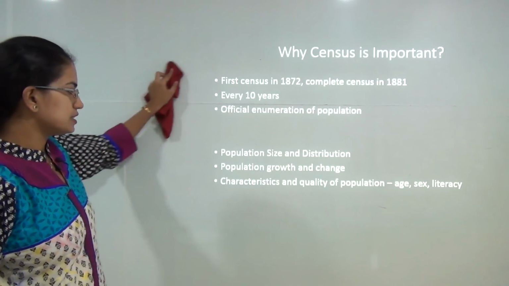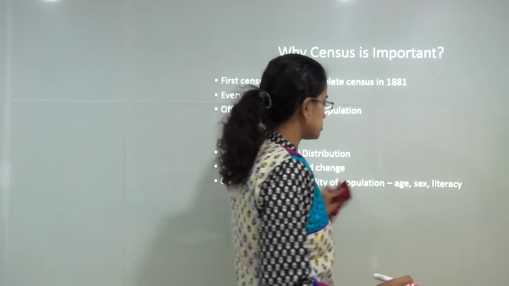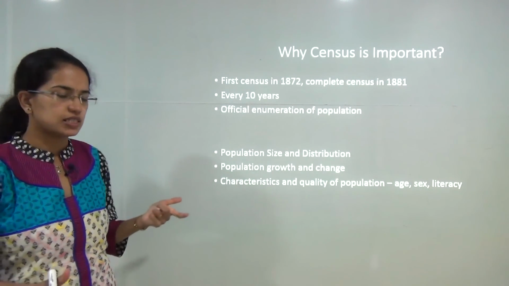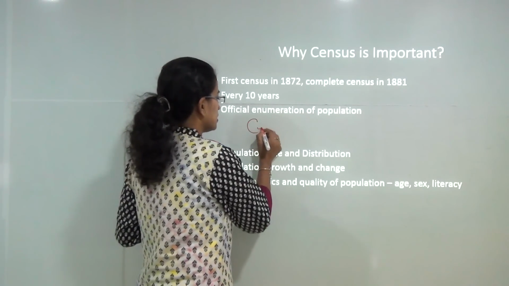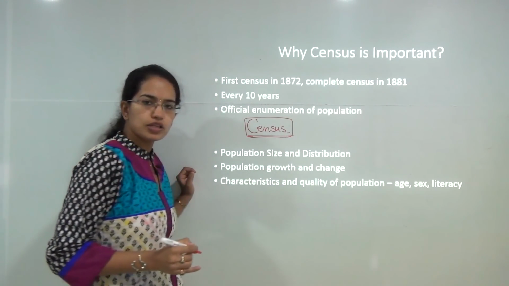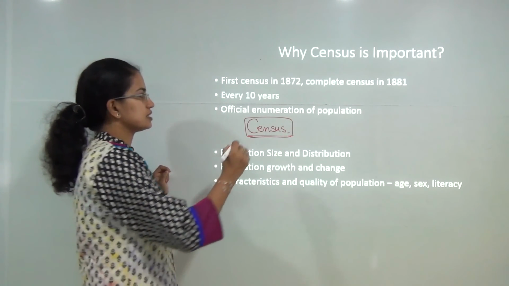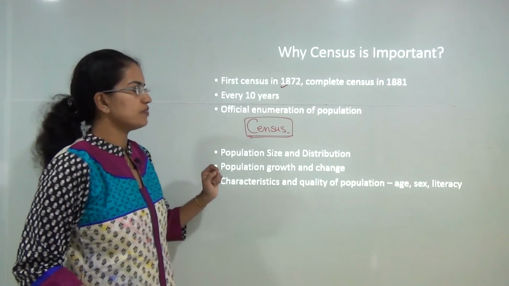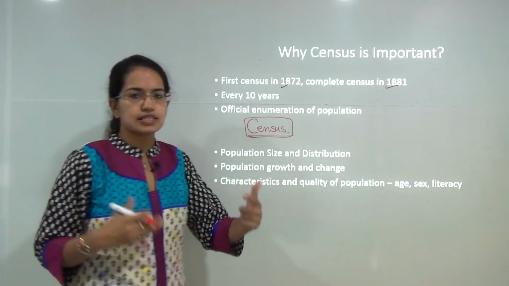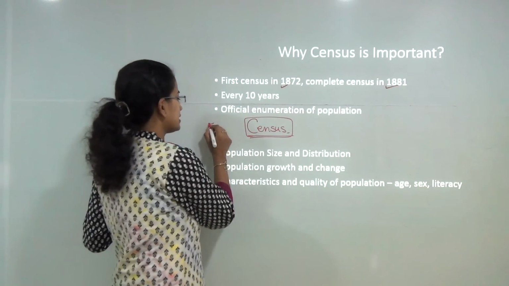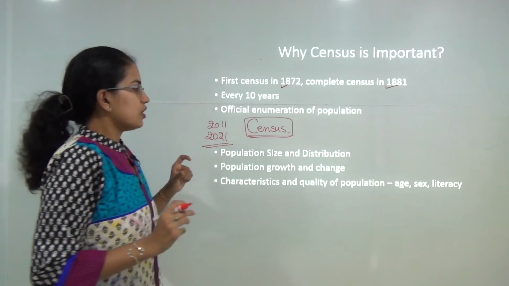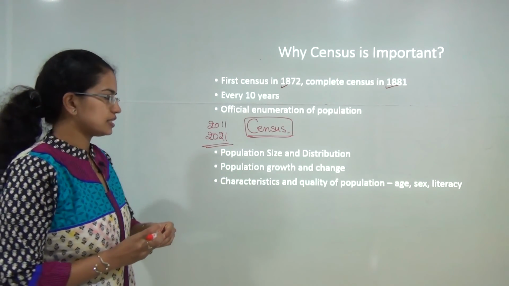Now when we try to understand population, there are different ways in which different countries work to understand the population growth and the population change. In India, we have the main census that enumerates all the population data. The first census in India was done in 1872. However, a complete census was done in 1881. In India, census is carried out every 10 years. So you had a census in 2011 and the next census would be in 2021. Now it's a kind of official enumeration of the population that is present.